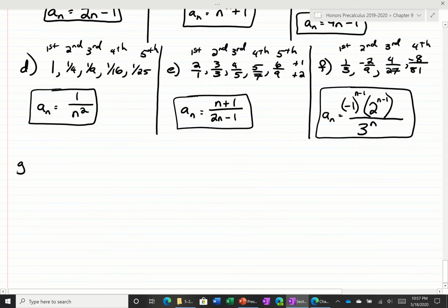We're on G. Let's say it's 1 plus 1/2. That's the first term. Second term is 1 plus 3/4. And then 1 plus 7/8. And then 1 plus 15 over 16.